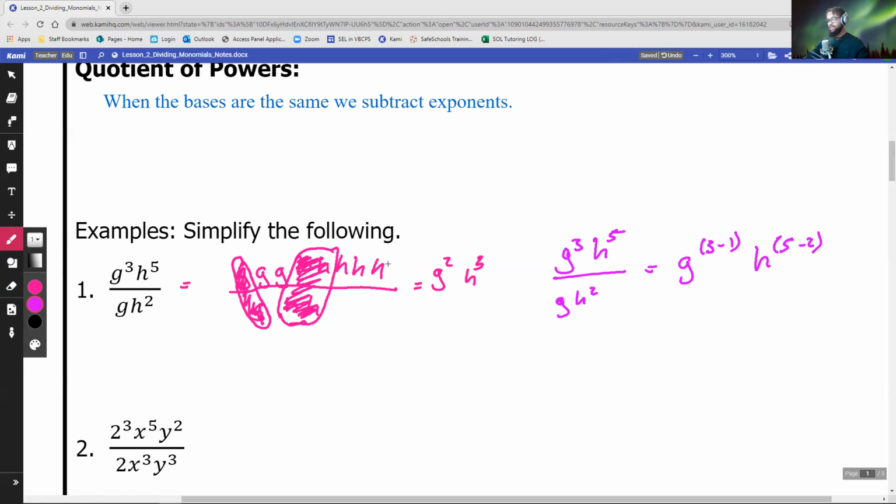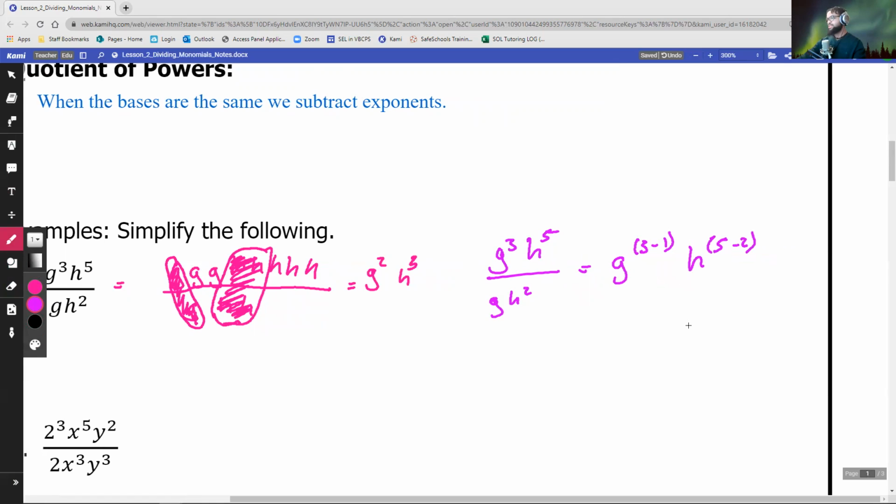And what this turns out to be, can I scroll over a little bit? Yep, got a little bit of space left. G to the 3 minus 1. 3 minus 1 is just 2. That's going to be g squared. And then I also have my h to the 5 minus 2, which is going to be h cubed.